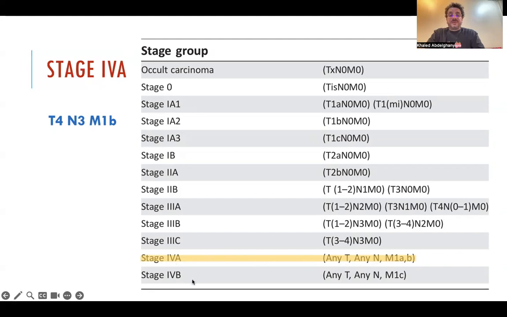It will be 4B if we have multiple extrathoracic metastases. So as you can see here, presence of metastases plays a major role for staging. M1A or B, both can affect the staging, and with any T or N, the stage will be 4A.